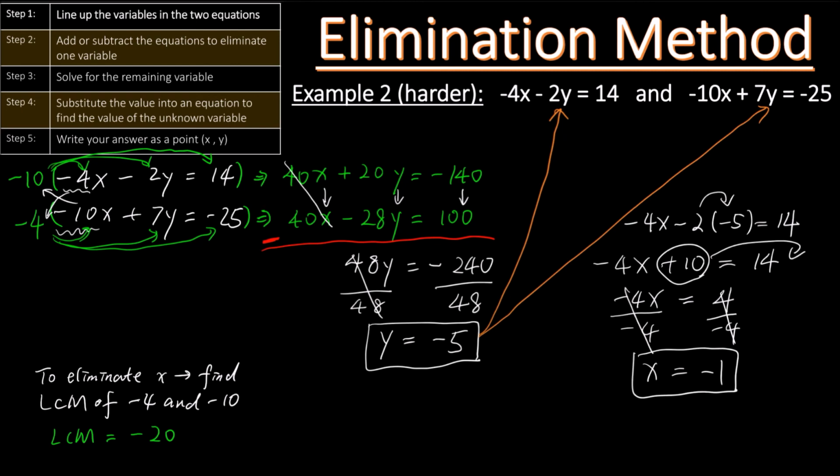Here we solved the value of x and the value of y. We can do step 5. Write your answer as a point. So we have negative 1 comma negative 5. And this is our solution for example 2.